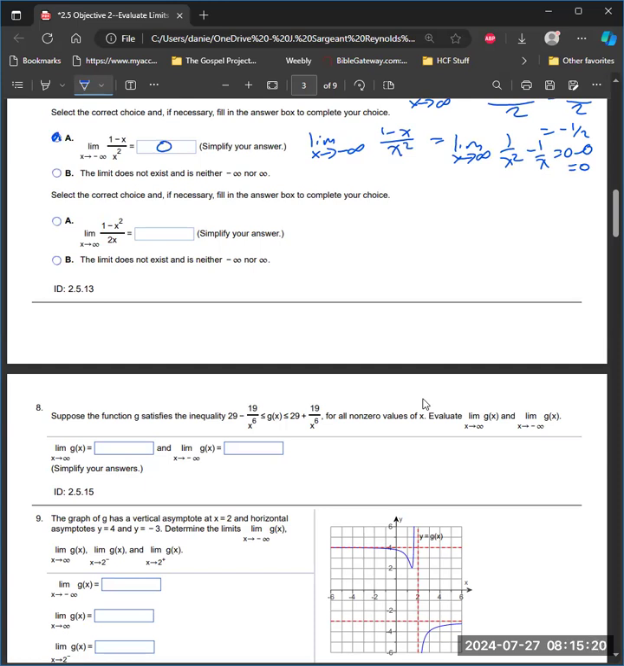And limit as x goes to infinity of 1 minus x squared over 2x. So limit as x goes to infinity of 1 over 2x minus limit as x goes to infinity of x. So this is going to be 0 minus infinity, which is going to be negative infinity.